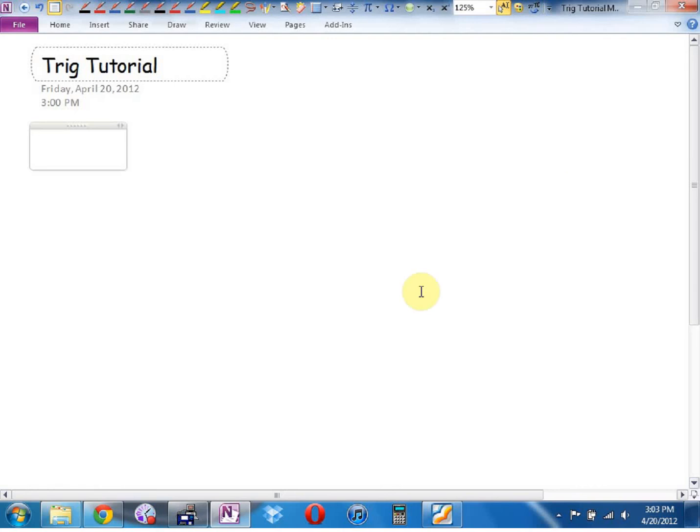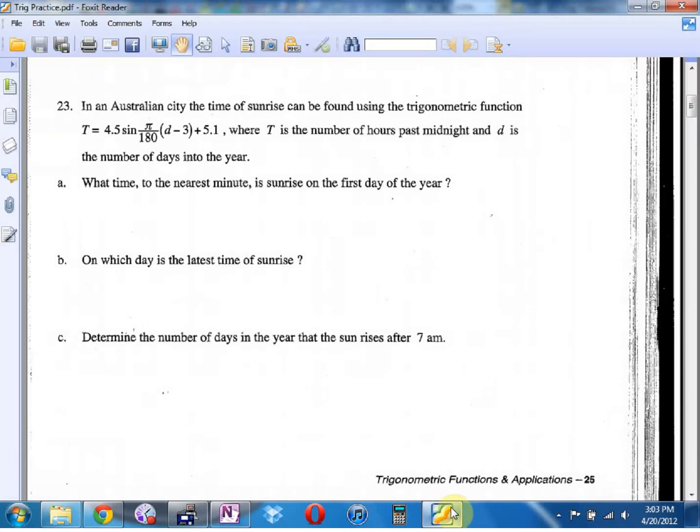So here we go. On page 25, this is an application question. Here they gave you the equation. In an Australian city, the time of sunrise can be found using the trig function, where t is the number of hours past midnight and d is the number of days into the year. In Australia, I would assume it's going to be the opposite of us. The longer days are in January. The shorter days are in July. I know enough geography to know that.